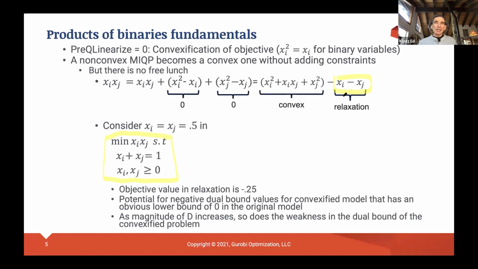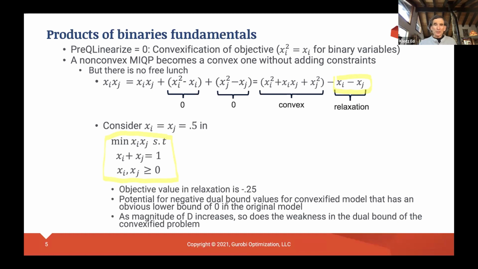But now let's think about what happens when we convexify here. If we convexify and relax, well, we can set the two variables to a half. And if we plug in a half into this convexified expression, we get an objective value in the relaxation of -1/4, less than the obvious dual bound that we know exists for this problem and that actually is optimal.